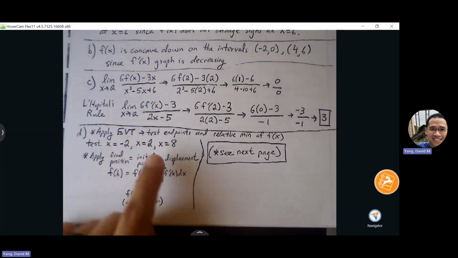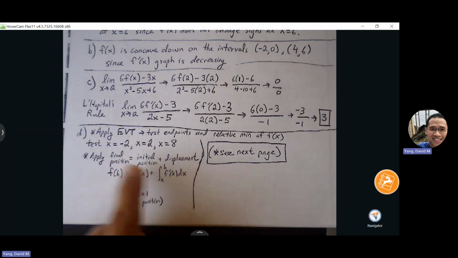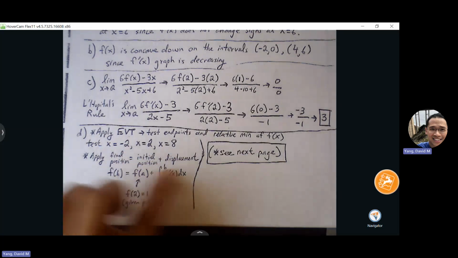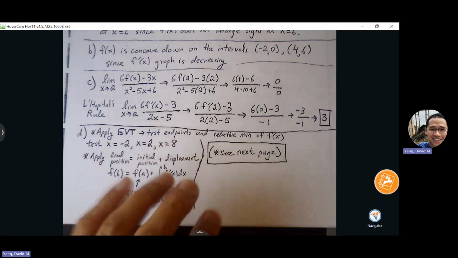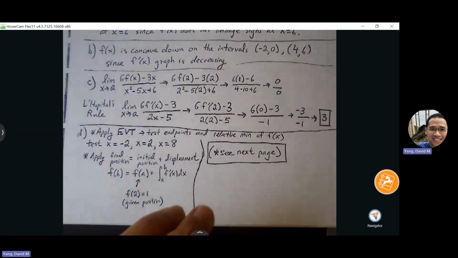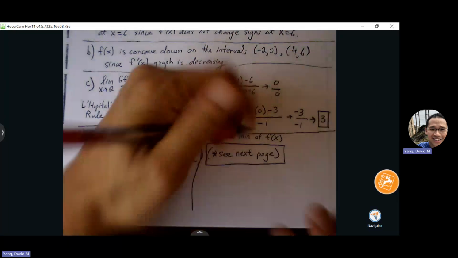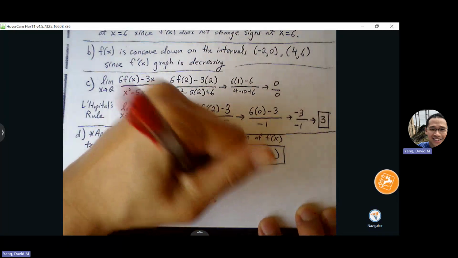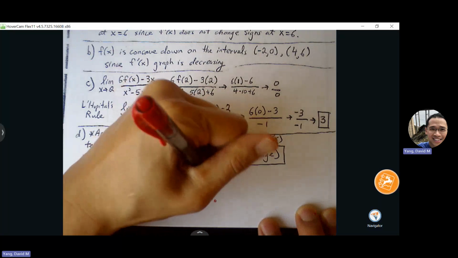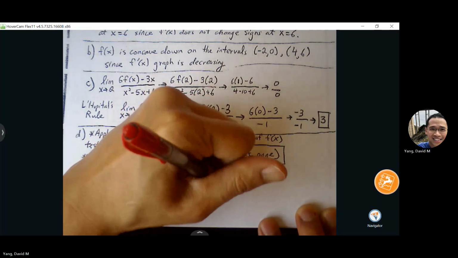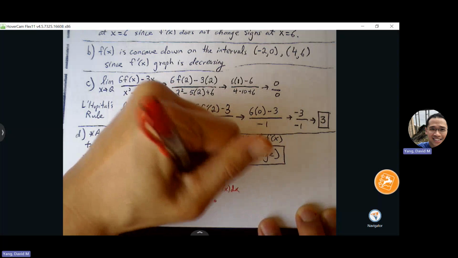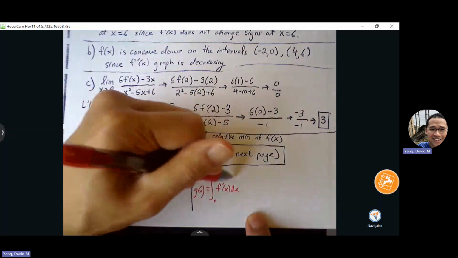So we're going to apply the extreme value theorem. We're going to test -2, 2, and 8. And the formula that we're going to use, because they don't give us a formula to find a value off the F prime graph, sometimes they will give you a formula like this, the integral from 0 to x of F prime dx equals g of x. Sometimes they'll give you that formula. In this case, they don't give it to you.